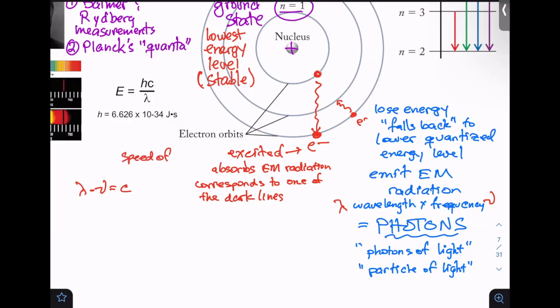Anyone know what the speed of light is? 3 times what? 3 times 10 to the 8th meters per second. It's actually a little bit less than that, but 3 is good enough. And you'll be using all of this stuff next week in lab. There will be math involved, but it's going to be in the lab component that you'll be taking next week.